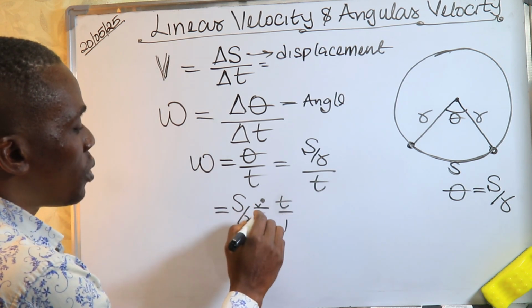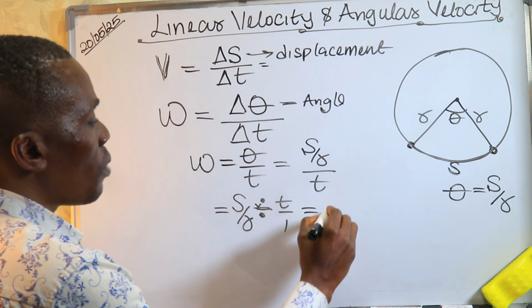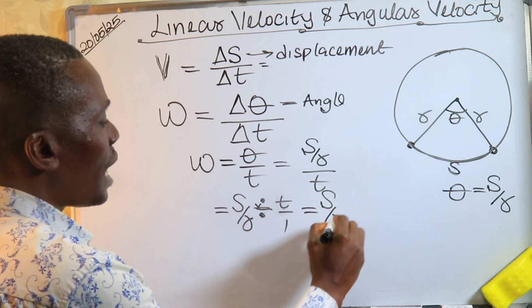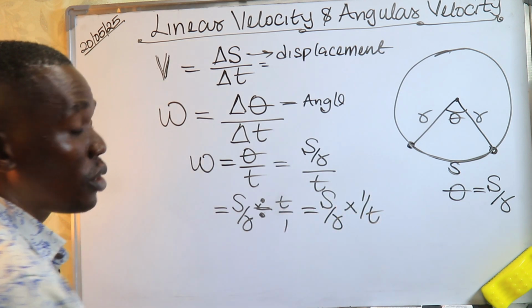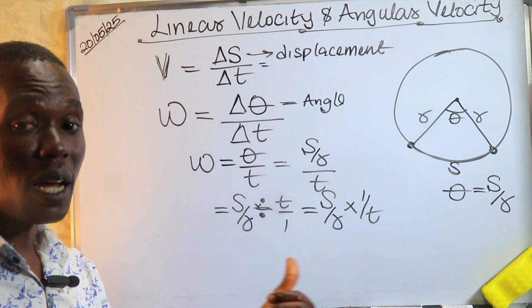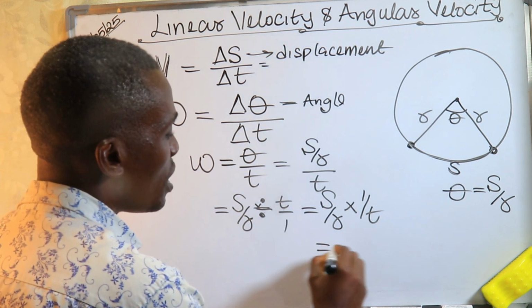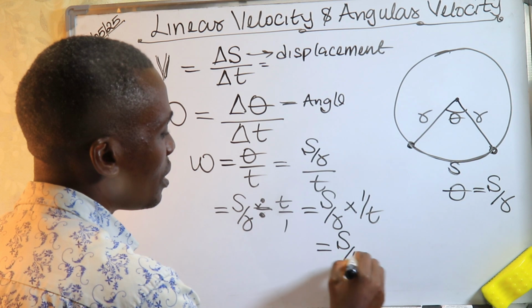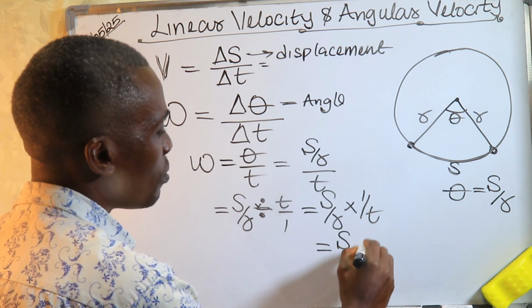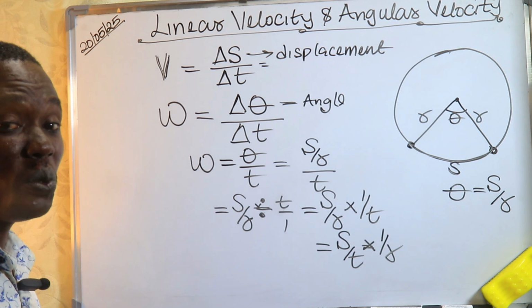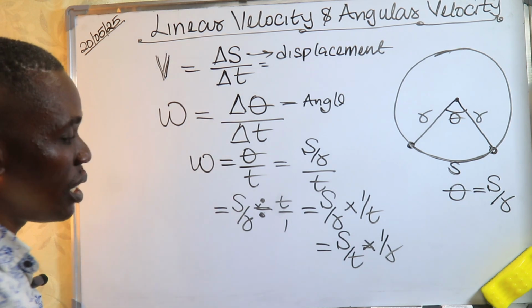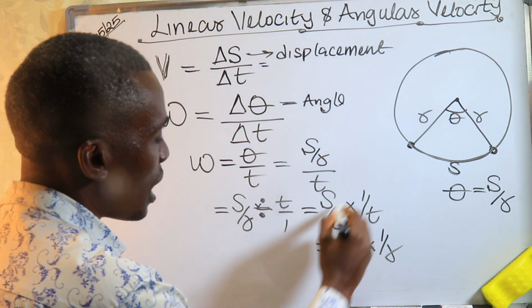Because this na division, this one go somersault, that one go give me s divided by r times 1 divided by t. So wetin that one go give me now? If that one somersault, wetin e go give me? S divided by t equal to times 1 divided by r. Maybe so I no do anything, I no change anything, I just bring t come here, carry r go the other place.